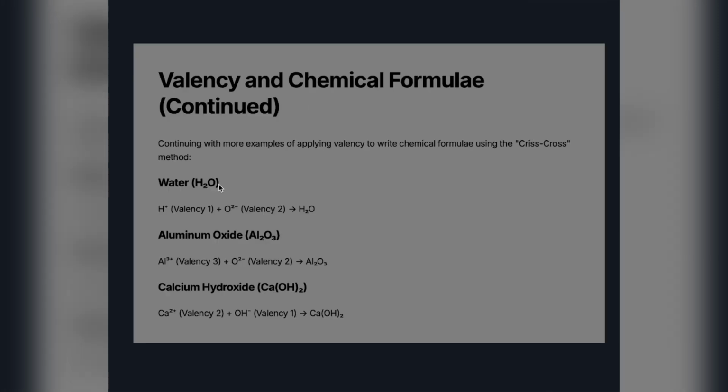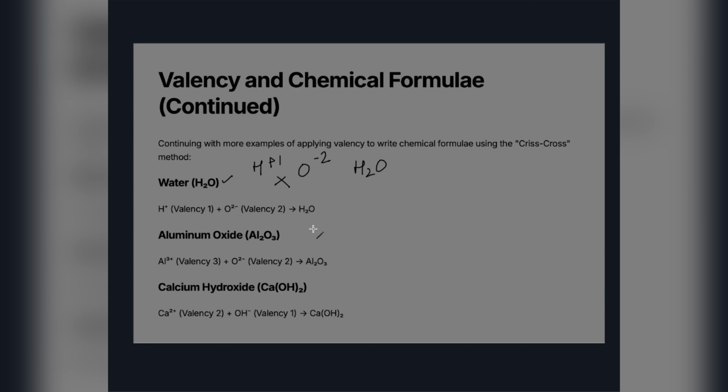Here I am giving a few more examples, like water. Hydrogen has +1 valency because it has 1 electron in its outermost shell and it tends to lose its 1 electron. So it will get +1 valency. So hydrogen has +1 and oxygen has -2 valency. Now crisscross the valencies and we will get the formula of water as H2O.